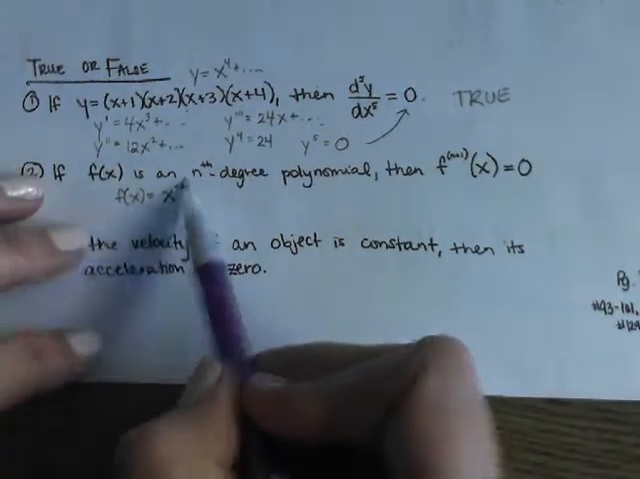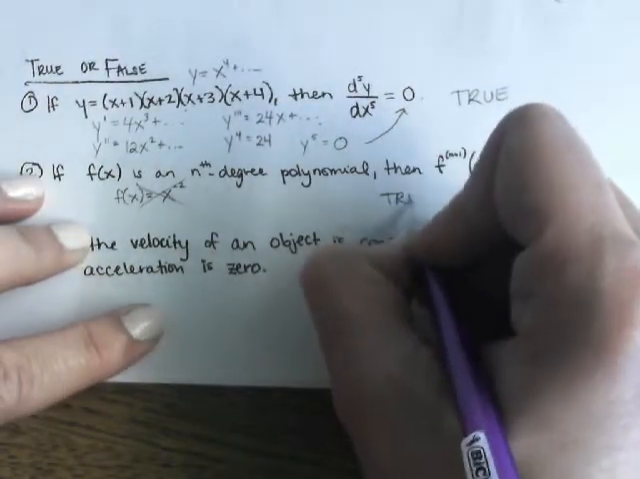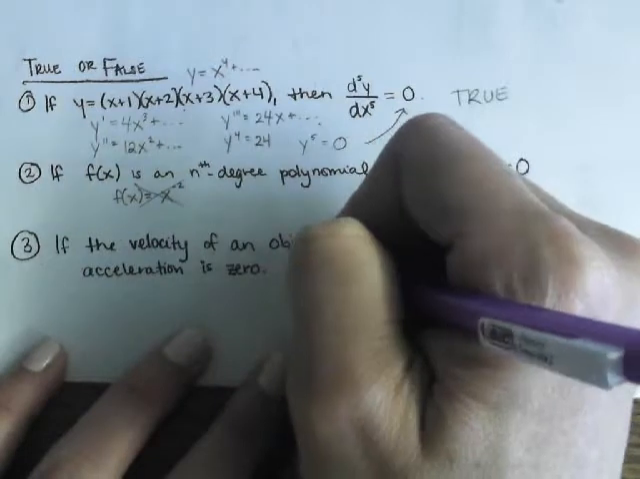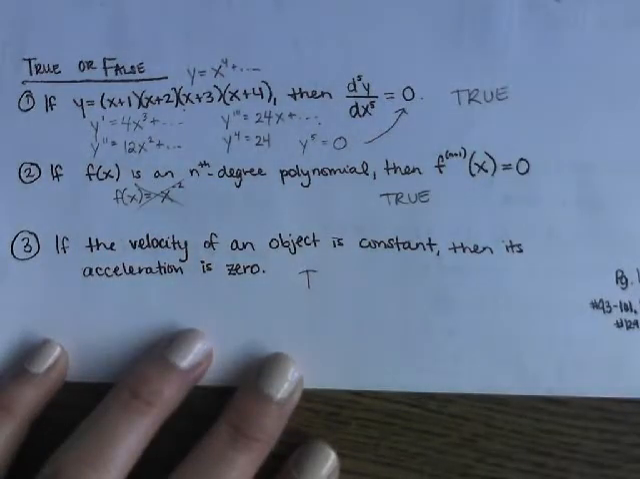And then, if the velocity of an object is constant, then its acceleration is 0. True. If you're going 55 miles per hour and you're on cruise control, you're not accelerating or decelerating. So if you are going at a constant velocity, your acceleration is 0.